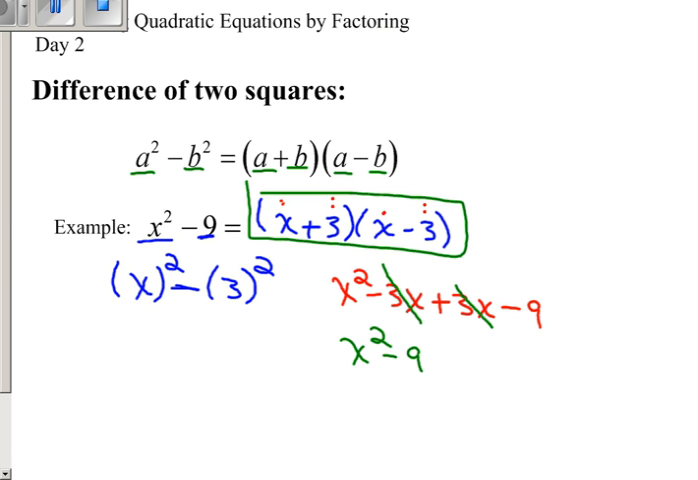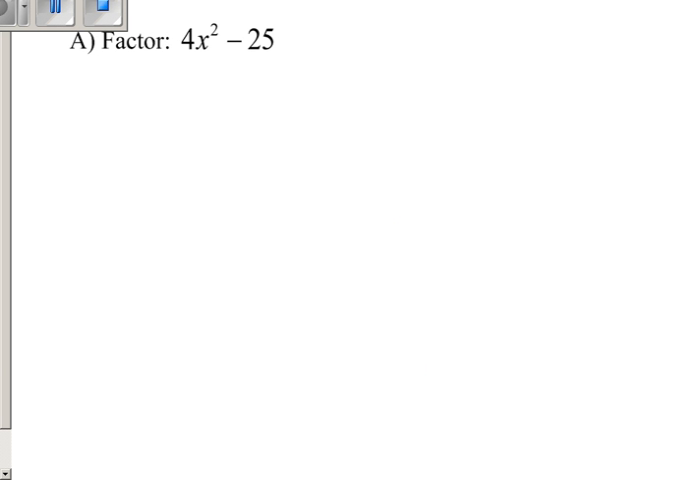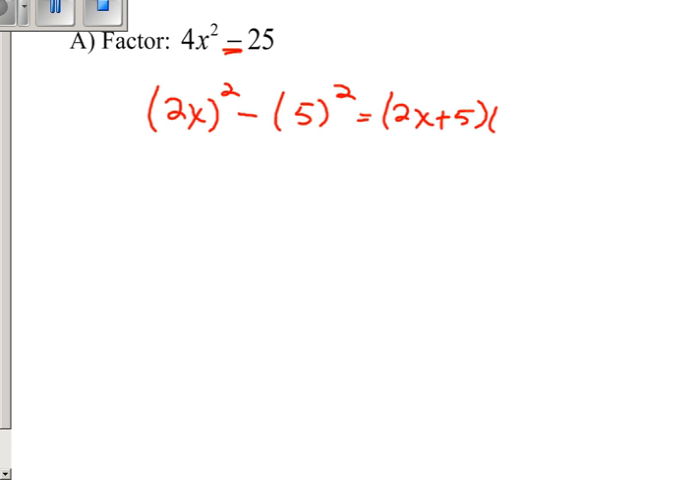Let's go ahead and try a different example. Factor 4x squared minus 25. Notice that this is a difference, so it could possibly be a difference of two squares. Is 4x squared a perfect square? Yes, it's 2x squared. Is 25 a perfect square? Yes, it's 5 squared. So it's 2x squared minus 5 squared. That tells me my answer is 2x plus 5 times 2x minus 5. And that's my answer.